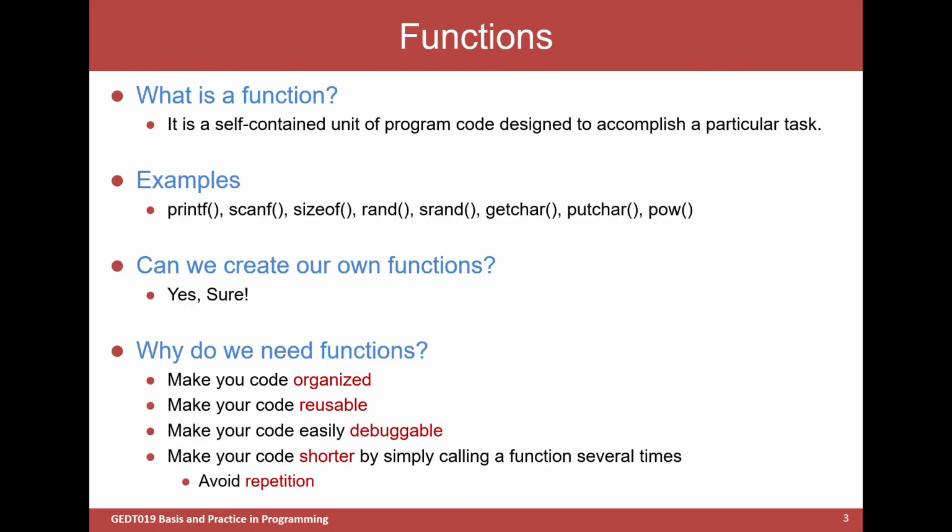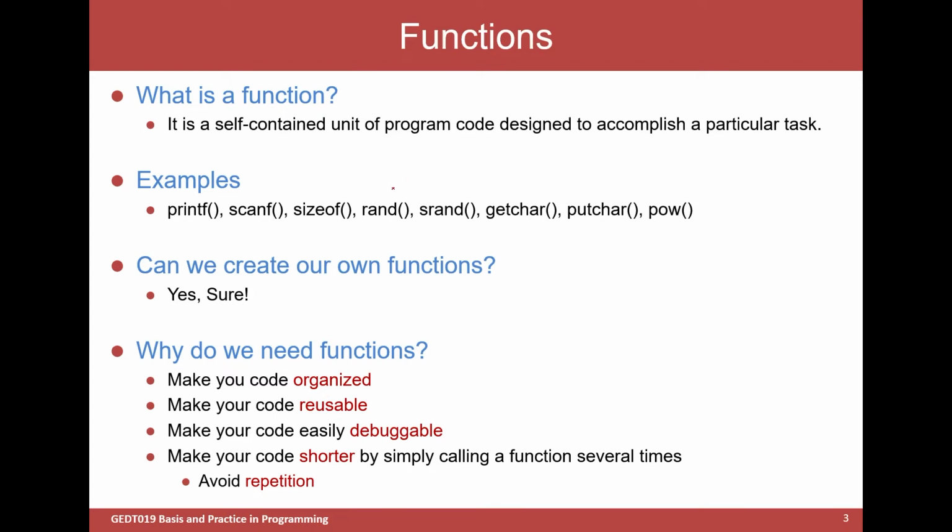So let's start. A function is a self-contained unit of programming code which we use to do some specific task. For example, maybe you used before printf and scanf, sizeof, rand, srand, getchar, and putchar. Those are functions. And how do we know this is a function? We have those round brackets here. Those round brackets mean this is a function, okay?